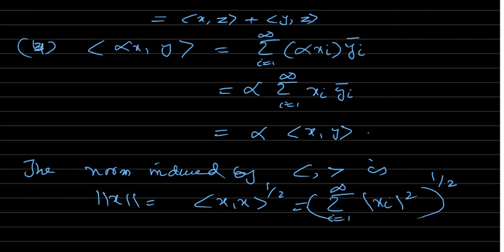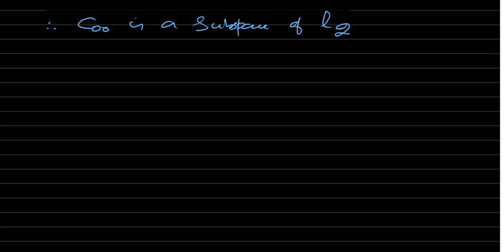But is this C00 complete? It's not complete, we'll see that later on. This is an inner product space but not complete with respect to this norm which is induced by this inner product. So this C00 is a subspace of L2. L2, you know, is complete, a complete normed linear space. So C00 is also a normed linear space, a subspace of L2.